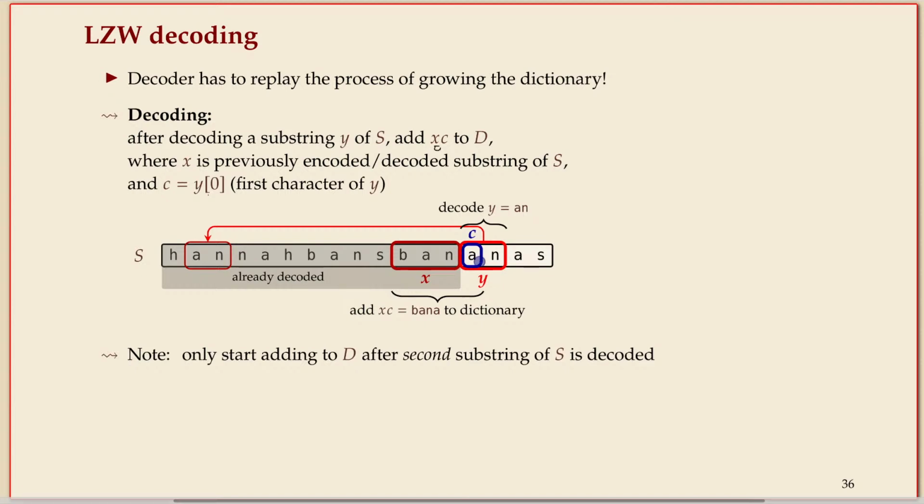When we decode y, which is an in this case, then we know the first letter of y was an a. And only then can we add xc to the dictionary. Okay? That's the complication. We're always lagging one step behind because we need this first letter of the new phrase. So we can also only start adding after we've seen two phrases decoded. We can't start earlier. Clear so far?